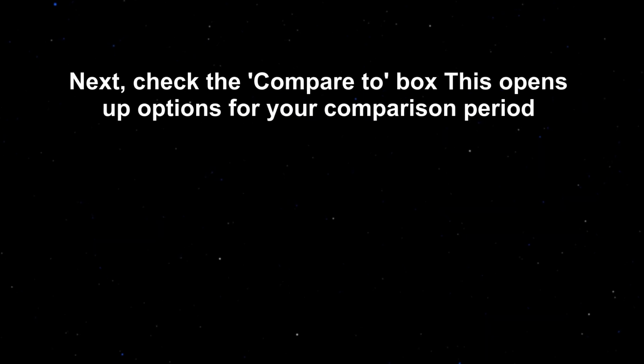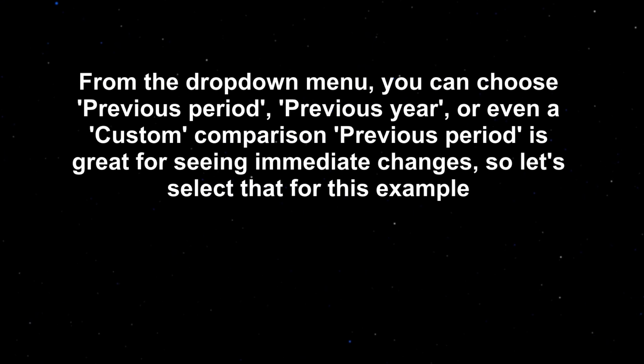Next, check the Compare to box. This opens up options for your comparison period. From the drop-down menu, you can choose Previous Period, Previous Year, or even a custom comparison. Previous Period is great for seeing immediate changes, so let's select that for this example.